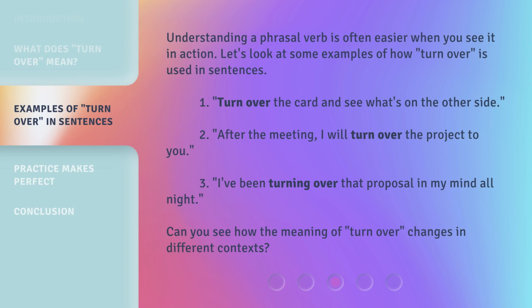Understanding a phrasal verb is often easier when you see it in action. Let's look at some examples of how turn over is used in sentences. 1. Turn over the card and see what's on the other side. 2. After the meeting, I will turn over the project to you. 3. I've been turning over that proposal in my mind all night. Can you see how the meaning of turn over changes in different contexts?